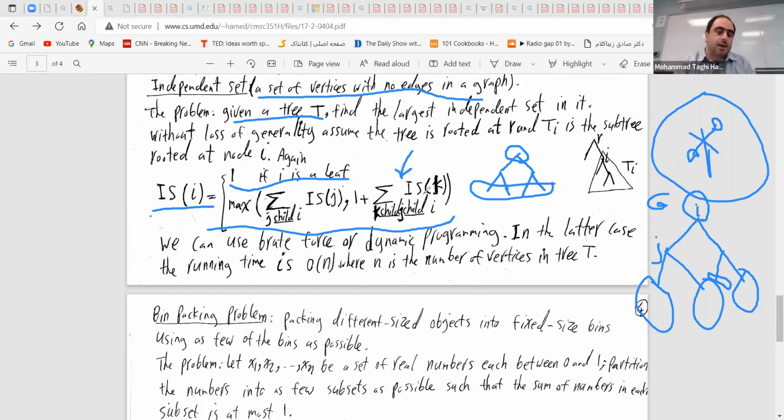So we will say that yes, for K a grandchild of I, find the independent set for each of them, take the union, plus 1 because of I. Or the other option is that you don't select I. In that case, you can select the best thing for the children. For each of these children, find the best solution and take the union. Good. That's the one that gives you the solution for the problem.